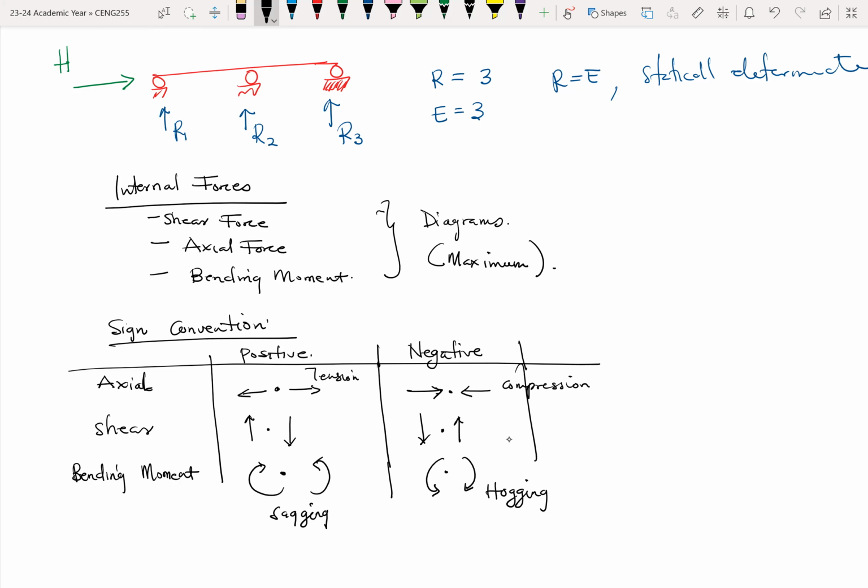Mostly it's not touched because beams are assumed to be rigid when it comes to axial deformations.